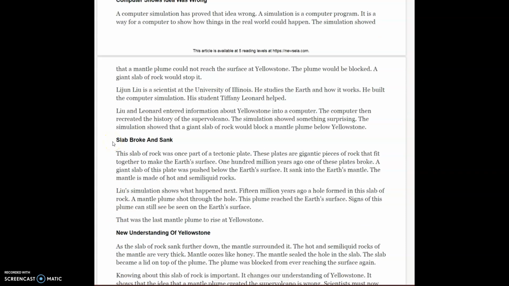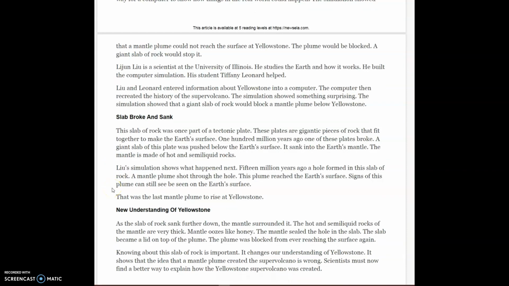Slab broke and sank. This slab of rock was once part of a tectonic plate. These plates are gigantic pieces of rock that fit together to make the Earth's surface. 100 million years ago, one of these plates broke. A giant slab of this plate was pushed below the Earth's surface. It sank into the Earth's mantle. The mantle is made of hot and semi-liquid rocks.